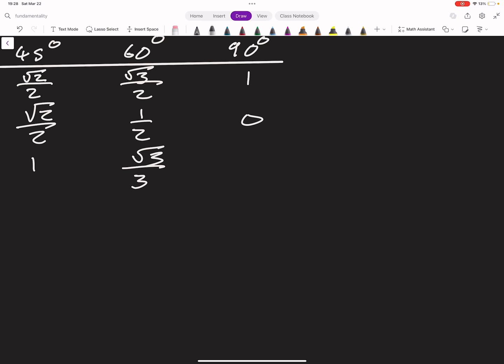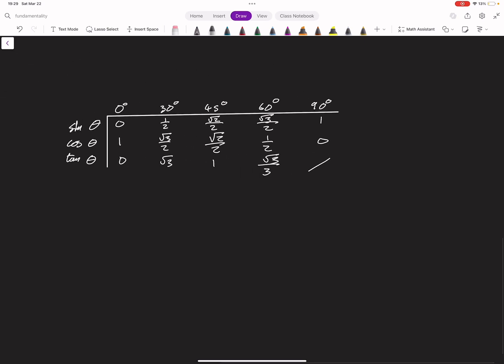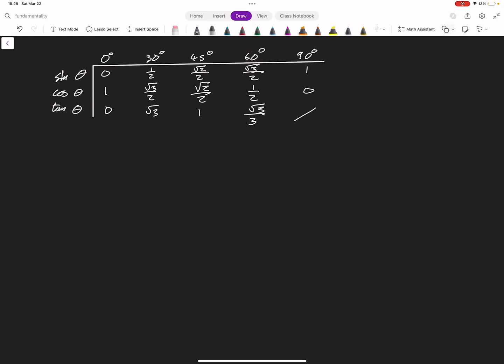What do you do here? You can't divide by 0. That's just undefined. You just can't do it.